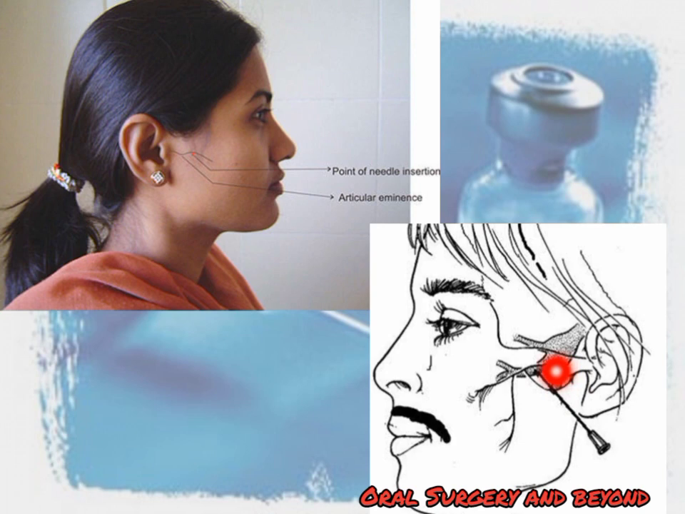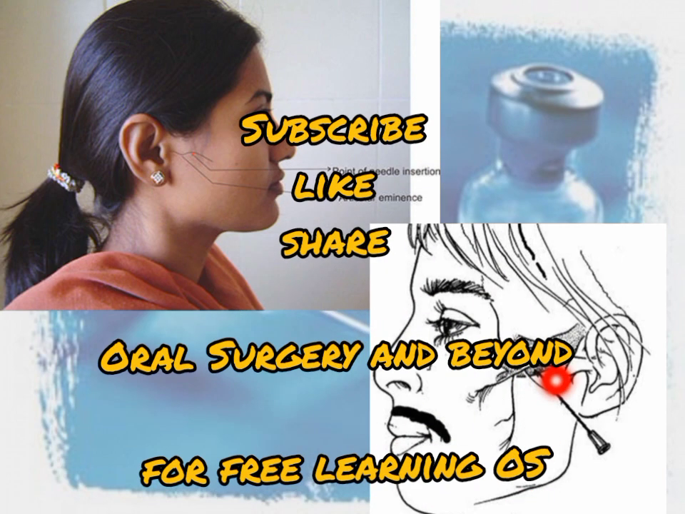If we go anteriorly here, then we can achieve a maxillary nerve block. So with the same needle insertion, we can achieve the complete mandibular and maxillary nerve block with one solution.